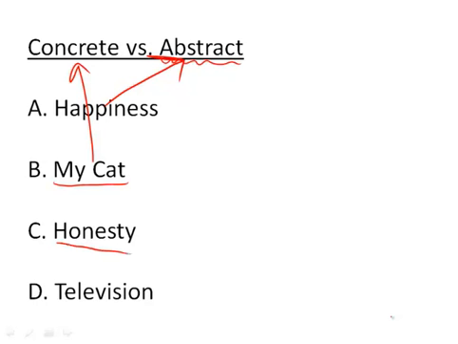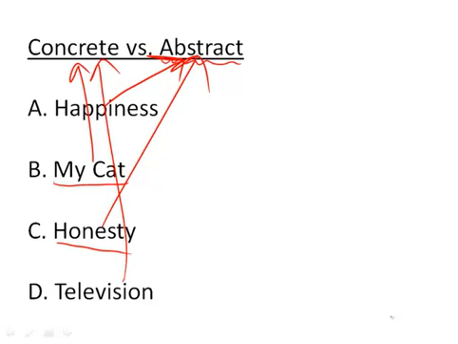Honesty. Can you touch honesty? And if so, how does it feel? Well, you can't answer that question because you can't touch honesty, therefore honesty is abstract. And finally, television. Ooh, this one's easy. I have a TV, and I touch it every night when I turn it on. Yay, that's concrete. And I agree, television can be concrete.